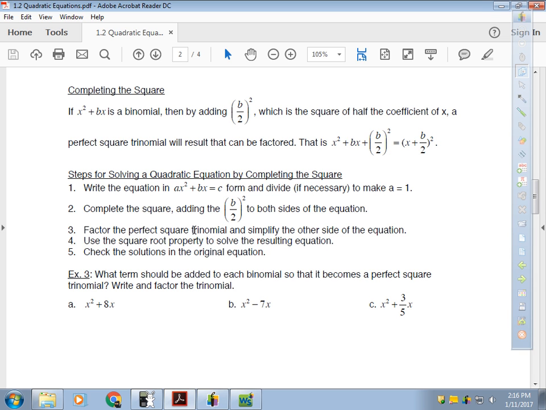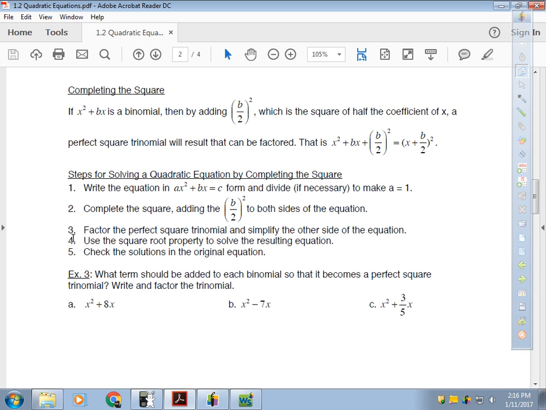Step 3, factor the perfect square trinomial. By adding this to both sides, you will create this on your left-hand side, and it will factor into this every time. The other side of the equation you can just simplify. You'll be adding two constants together, and it'll just be a constant.